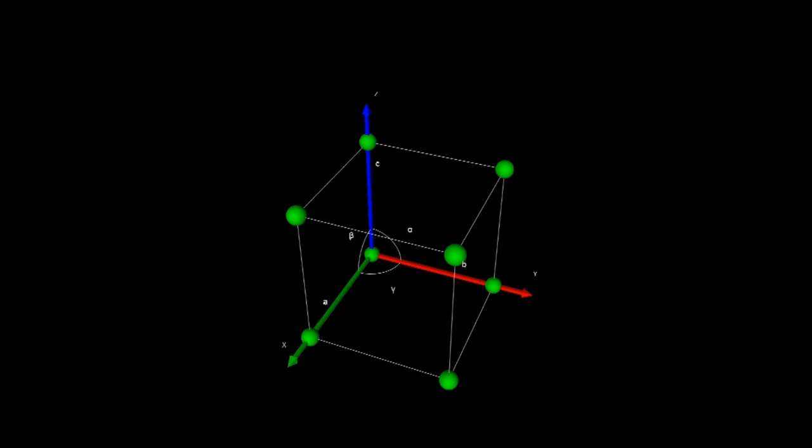That concludes our introduction to lattices. There's a lot more material to cover, but we hope that our video helped you to understand some of the initial concepts.